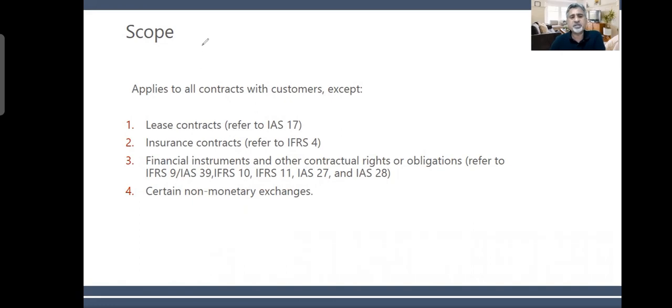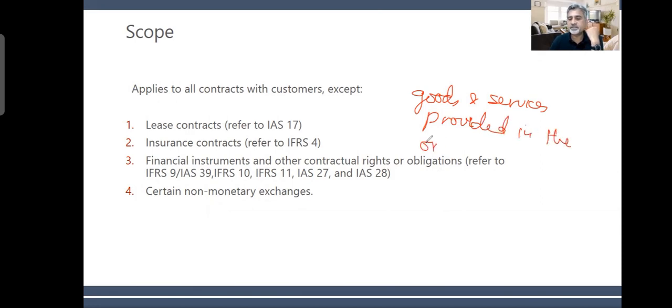Certain non-monetary exchanges also do not apply. When we say revenue, primarily we are talking about the goods and services provided in the ordinary course of business. Ordinary course of business means what is your core activity.